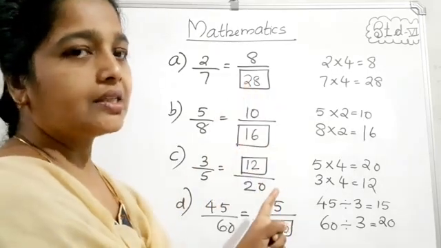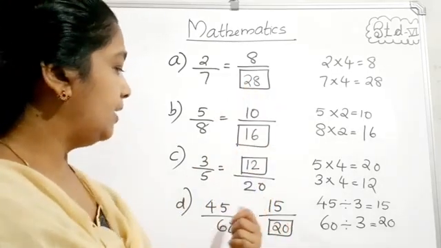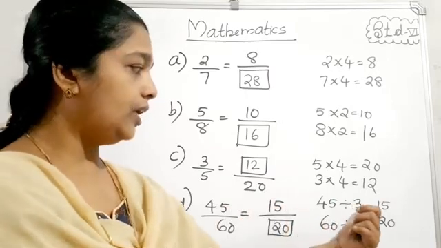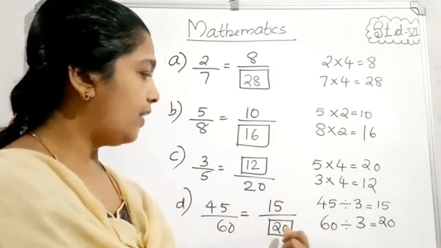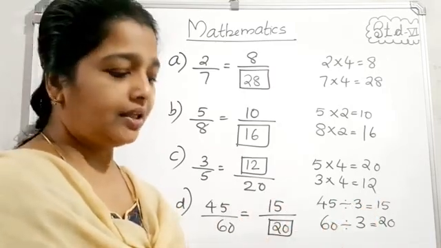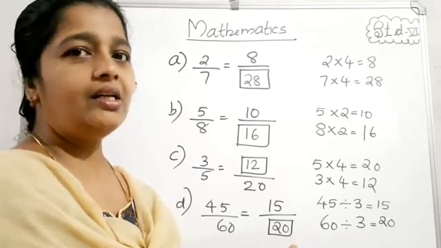So these fractions are equivalent. Here we can divide 45 by 3 equal 15. 60 divided by 3 equal 20. So these are equivalent fractions.